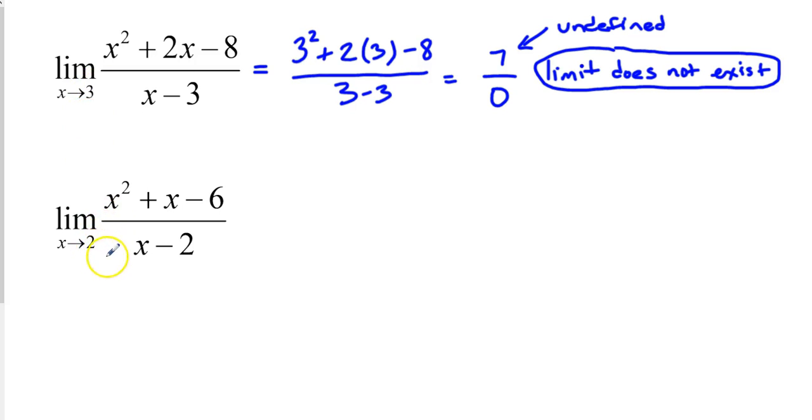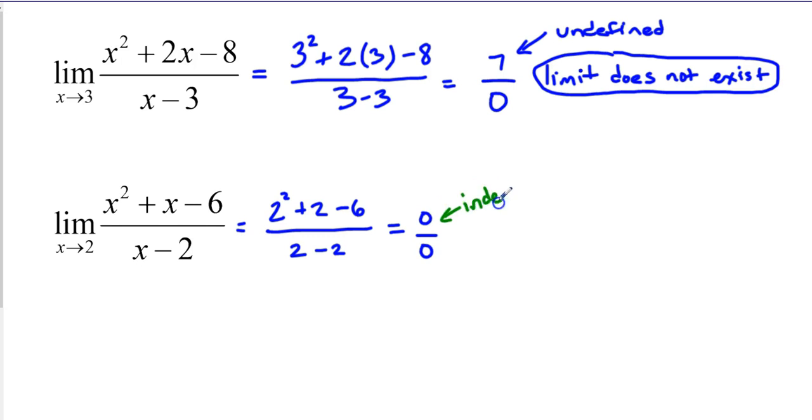So let's check out this next one. When we sub in a 2, my numerator, I've got 4 plus a 2, that's 6 minus 6, so that's 0. My denominator, 2 minus 2, that's a 0. We have a special mathy name for this. We call this indeterminate. Again, indeterminate means there is a limit, but we can't tell what it is from this 0 over 0.